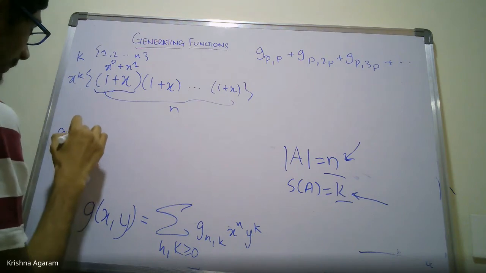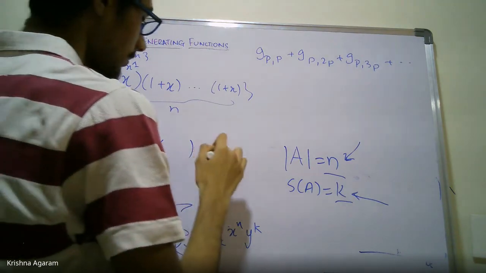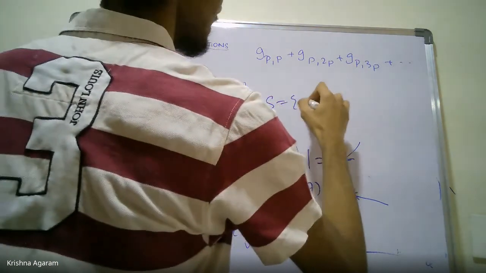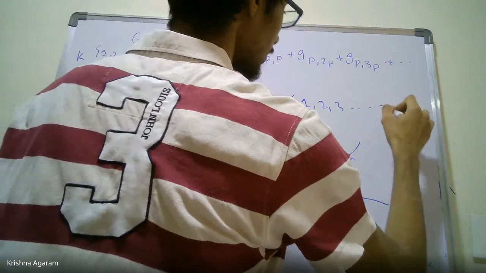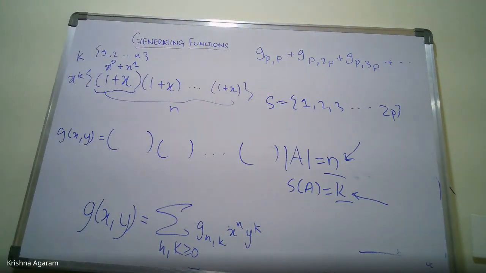So g(x, y) is some product of 2p terms. Here our set is 1, 2, 3 till 2p. Now, any element, if picked, what does it do? It increases the size by 1 and it increases the sum of the elements.